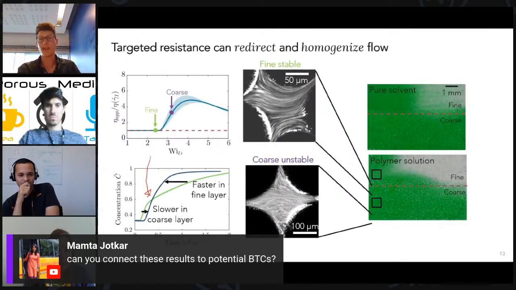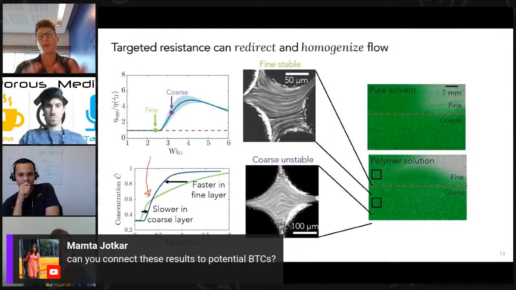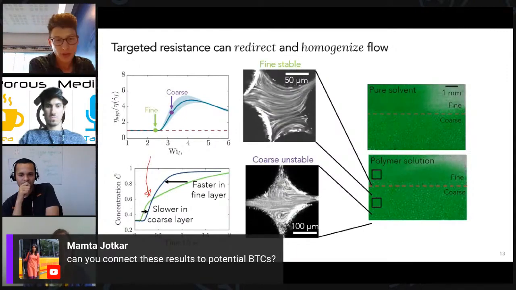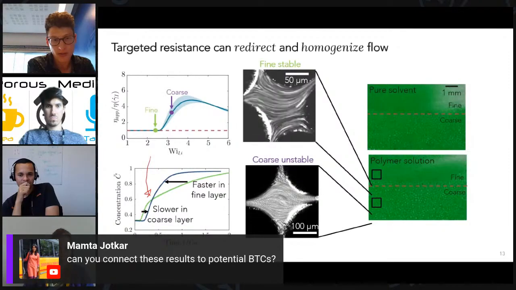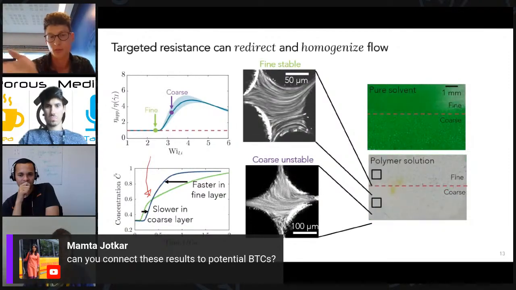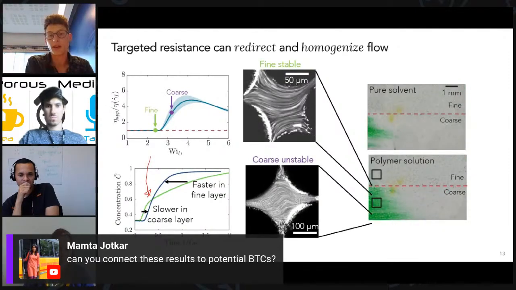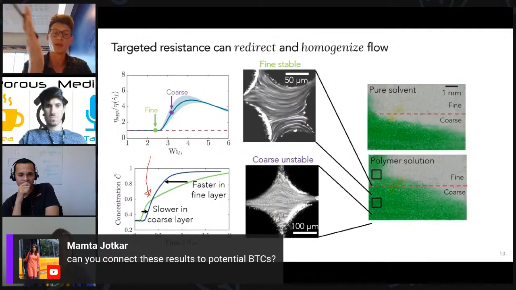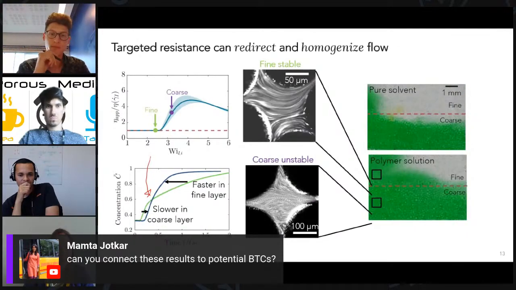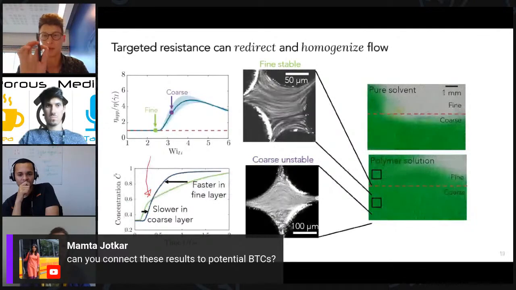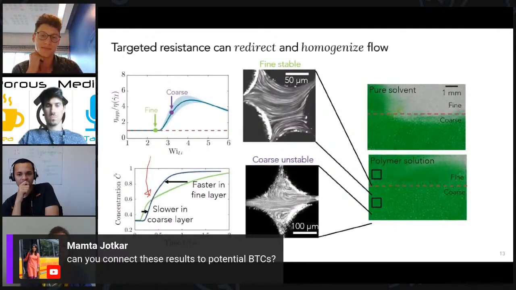And if you now are running this experiment at what we've deemed the optimal condition to be, you'll slow down slightly in the coarse layer and speed it up in the fine layer. And so your breakthrough curve goes from being kind of two humped to something closer to one hump. But yeah, the breakthrough curve, I think, actually is what's telling you a lot of this information.